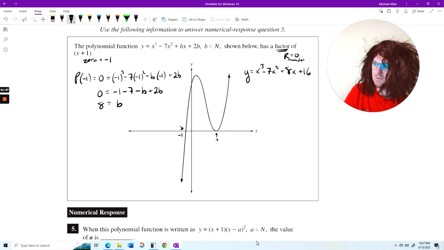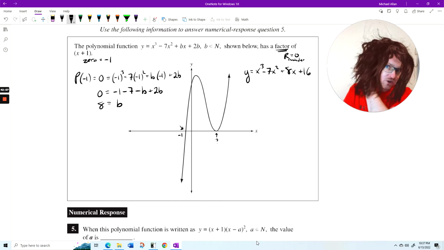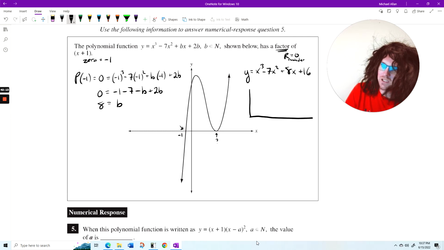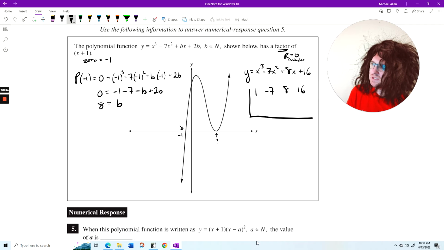Because there's my equation. What I'm going to do to find out what this other 0 is, I'm going to now synthetically divide it. I've got to factor out the other zero, figure out what that last quadratic is, and hopefully it's a perfect square because you can see it's being squared down here. So I'm going to pull up my synthetic division here. 1, negative 7, 8, and 16. 3, 2, 1, 0. I'm not missing anything, so I don't have to put any zeros in there.